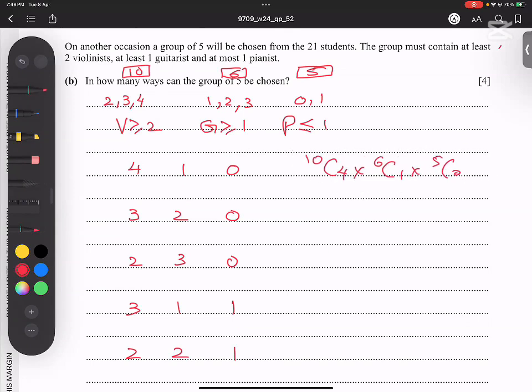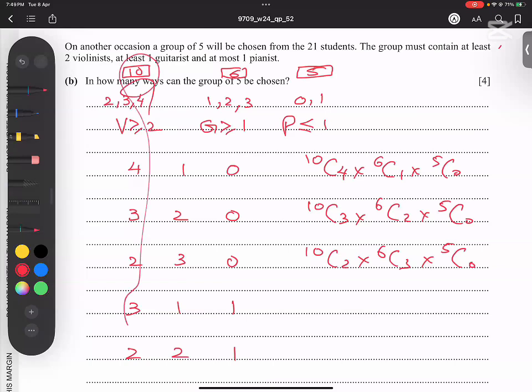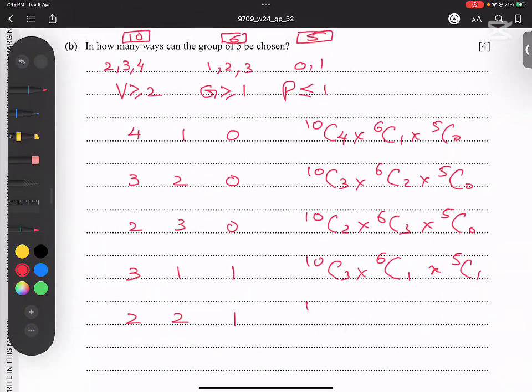Okay. Second option. So 10C3, and 6C2, and again 5C0. So 10C2, 6C3, again 5C0. Now, students, from 10, I need 3. So 10C3 and 6C1, sorry, and 5C1. One last, and that is 10C2, 6C2, and 5C1.